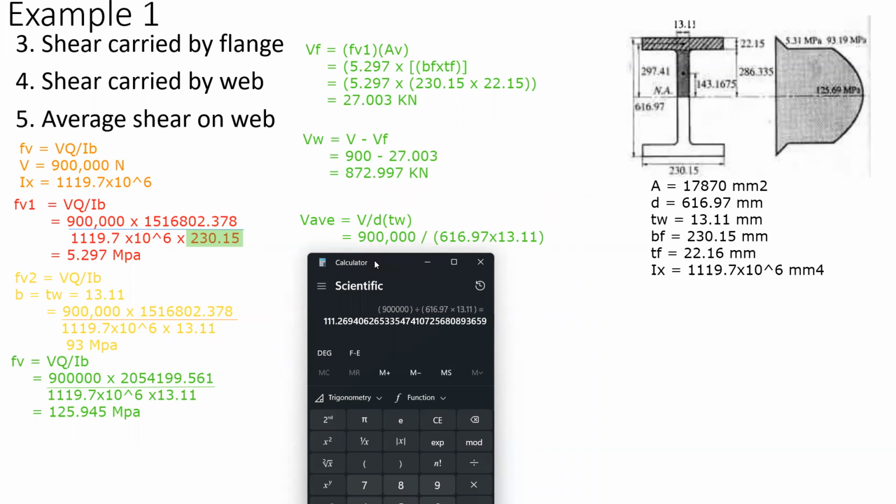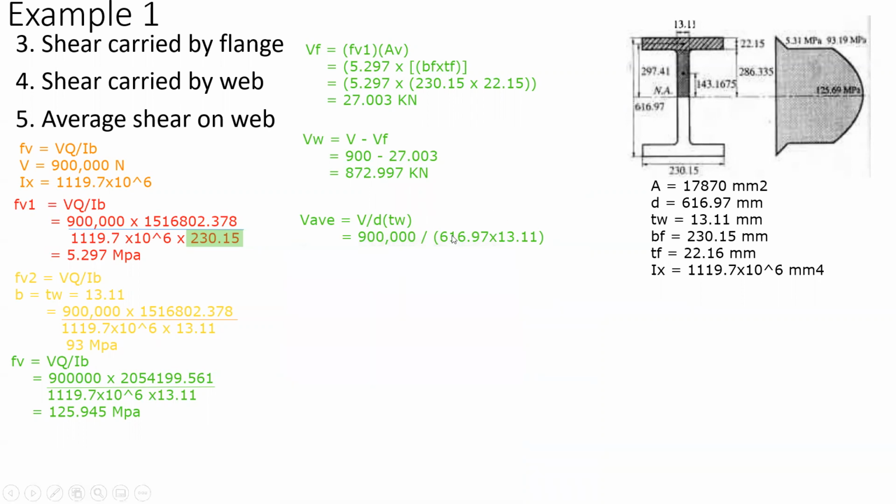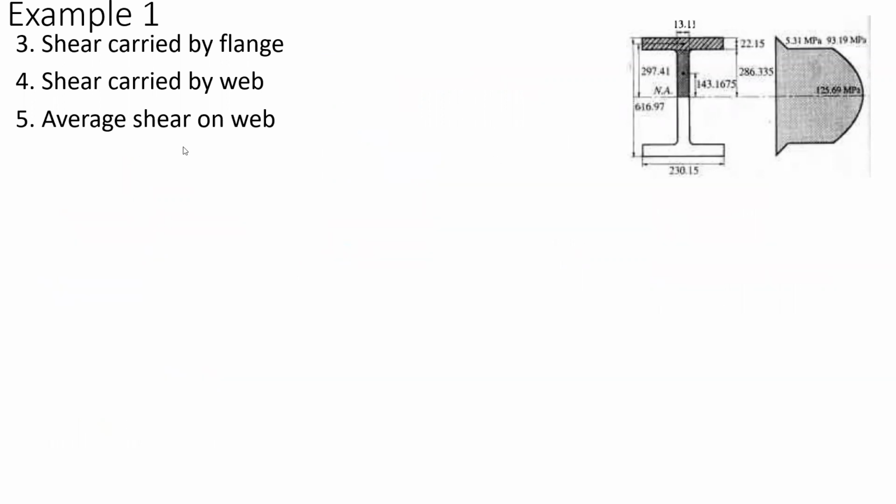And we have an average shear of 111.269 megapascal. Okay. So this is the solution for example 1. Okay. Let's continue. Let me clear this and let's move forward to example 2.